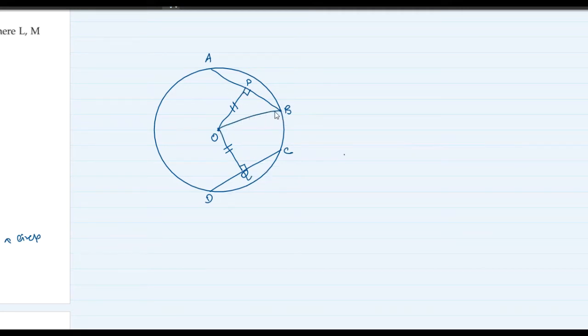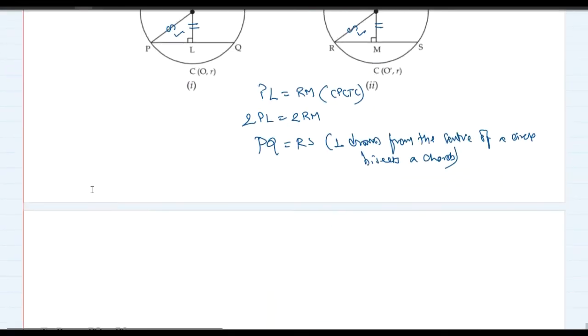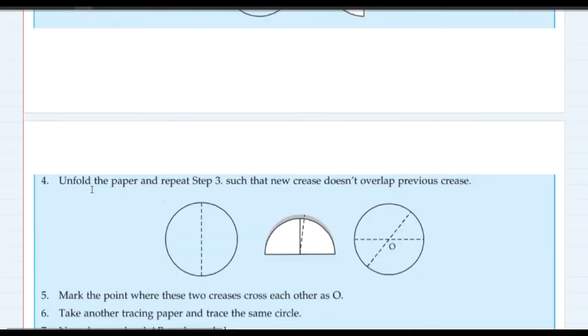So what you will do is join OB and OC and prove these two triangles congruent, because OB is equal to OC, radii of the same circle. So these two triangles are congruent by RHS test, and then you will prove that PB is equal to QC, since a perpendicular drawn from the center of the circle bisects the chord. So 2PB is equal to 2QC, and 2PB is AB, and 2QC is CD. So AB is equal to CD. So the same theorem can be applied on a single circle also. So that's the converse of theorem number 6.